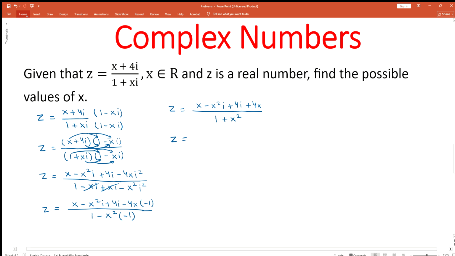Next, we can combine like terms in the numerator. x plus 4x is equal to 5x. We can rearrange the i terms in the numerator. We want to write the expression for z in the standard form a plus bi. So we can factor i from the two terms in the numerator expression.